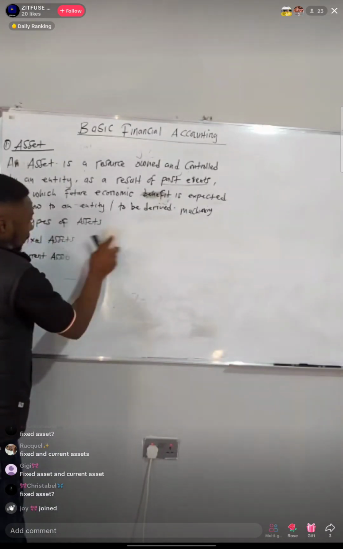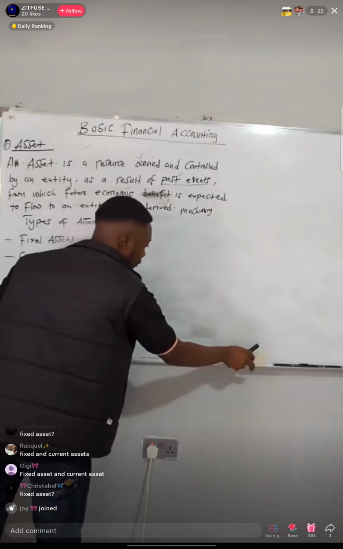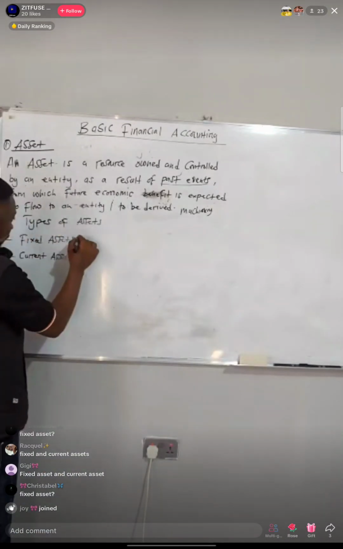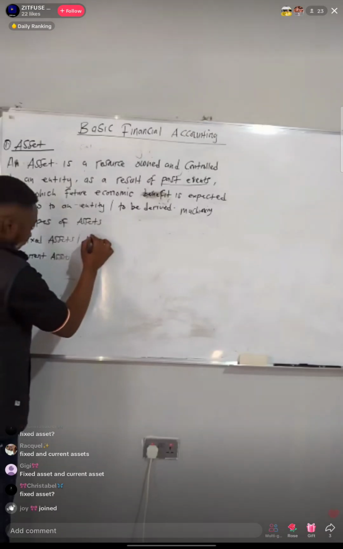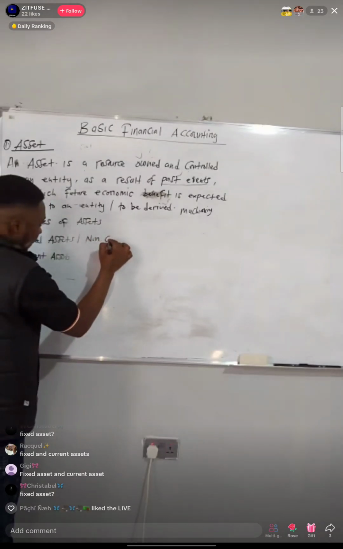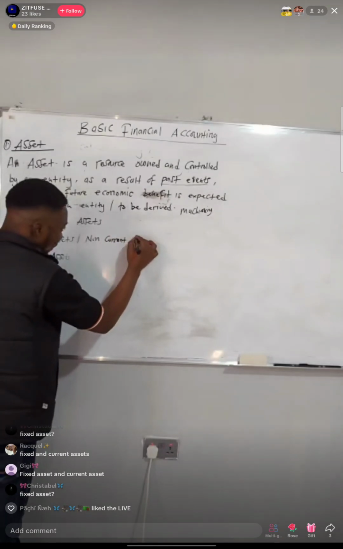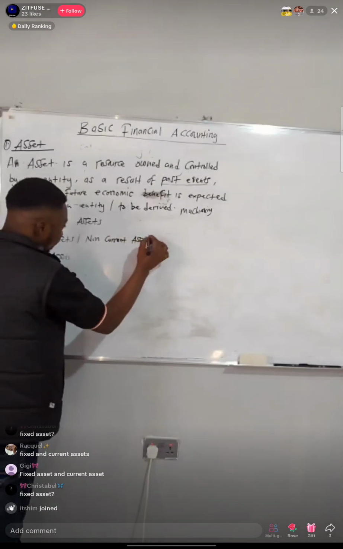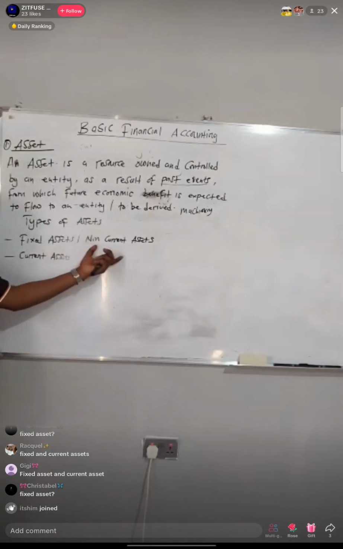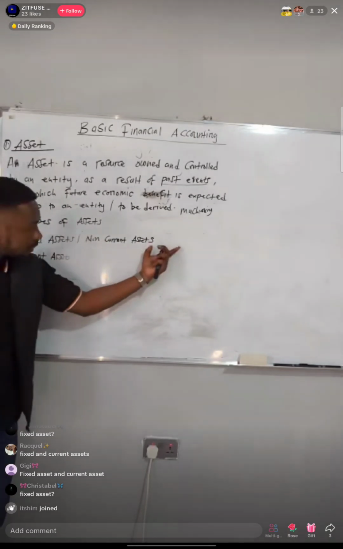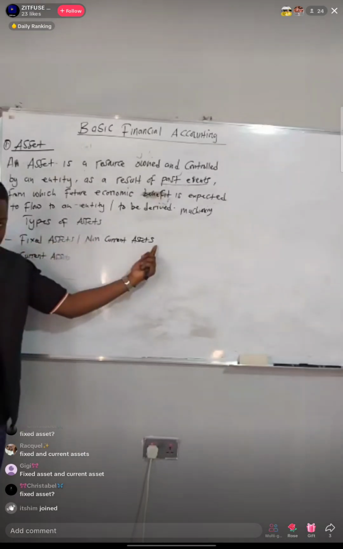So let me just do this. And then this one, the fixed assets, is also known as non-current. The other name is non-current assets. Sometimes in books they might choose non-current assets. You shouldn't be surprised. Fixed assets or non-current is one and the same thing. There are times where in other books they won't use fixed assets, they'll say non-current assets.